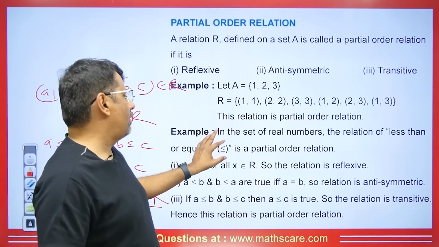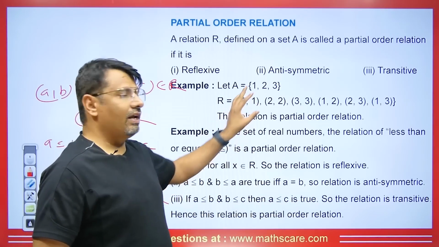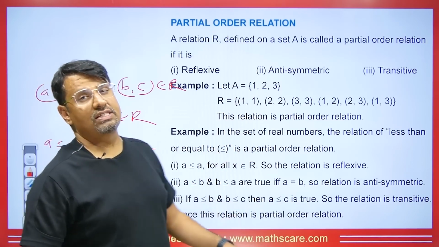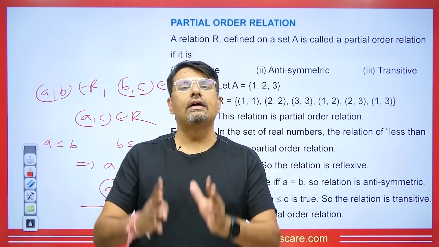Now as you can see, the relation of less than or equal within the real numbers is reflexive, anti-symmetric and transitive. Hence this is a partial order relation. So this is very important. Let's move ahead.